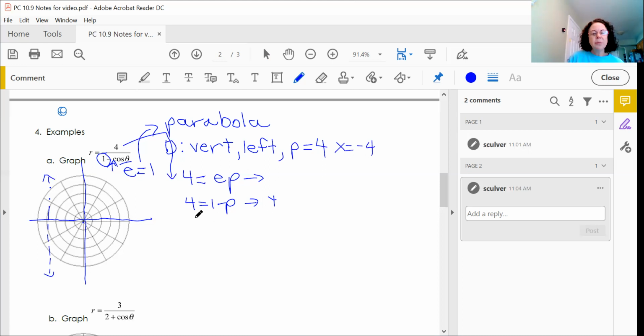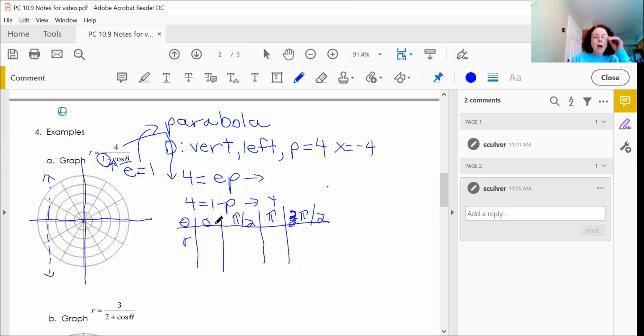The next thing we do is we make a chart and then we draw the points. So here's theta and here's r. And we're going to look at a radian measure of 0, pi over 2, pi, and 3 pi over 2. All right, here we go. So for a radian measure of 0, we put that into our equation. In the denominator, cosine of 0 is 1. 1 minus 1 is 0 in the denominator.